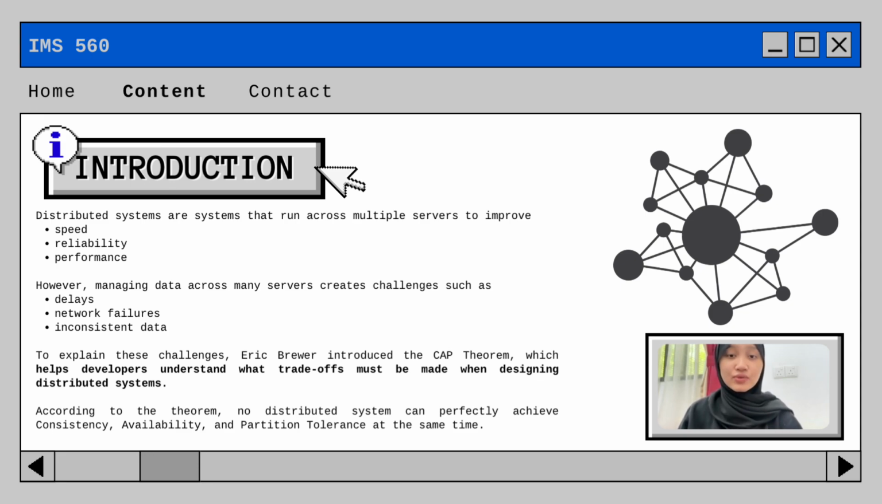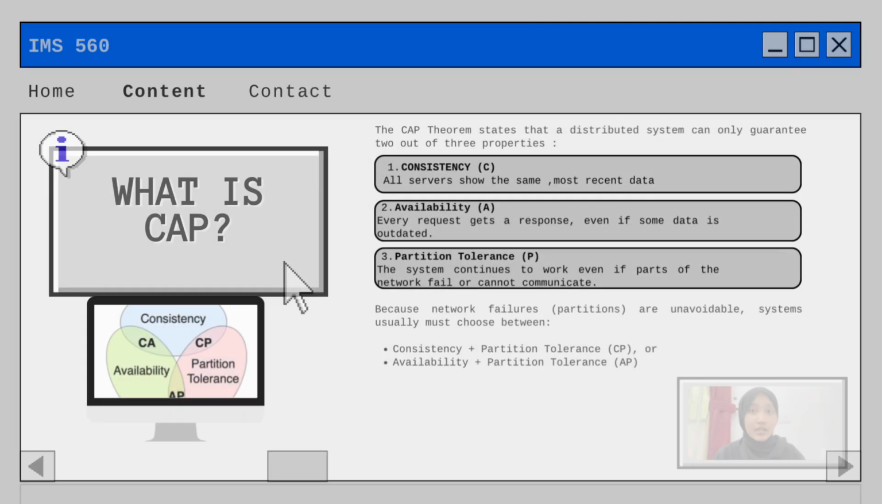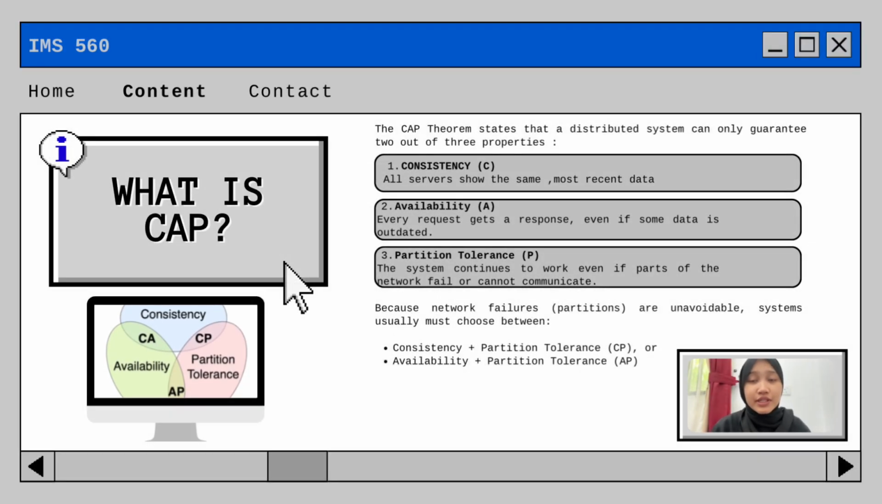Because of this issue, a computer scientist named Eric Brewer introduced the CAP theorem. This theorem helps developers understand the trade-off they must make when designing distributed systems. According to the CAP theorem, no distributed system can perfectly achieve all important properties at the same time, which are consistency, availability, and partition tolerance.